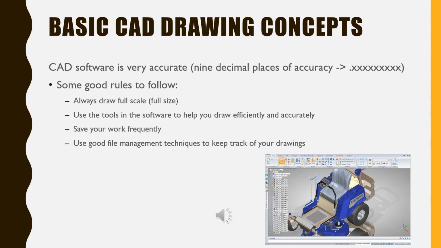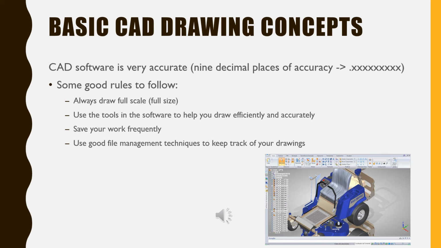Some good rules to follow: we always draw full scale. With the computer screen, if something is too big, you just zoom away from it. If it's too small, you zoom in towards it, but always draw full scale. You want to learn to use the tools that are part of the software to help you draw efficiently and accurately. Some of it may seem a little different than the way you'd like for it to work, but in order to use the software, you have to follow along with the way that the software understands and accepts commands. There's a little bit of a learning curve in that part, but it'll become second nature to you.